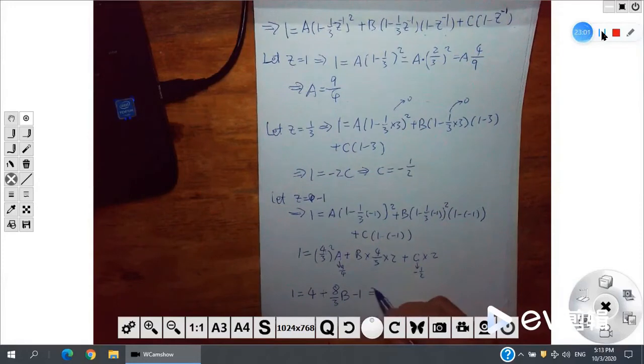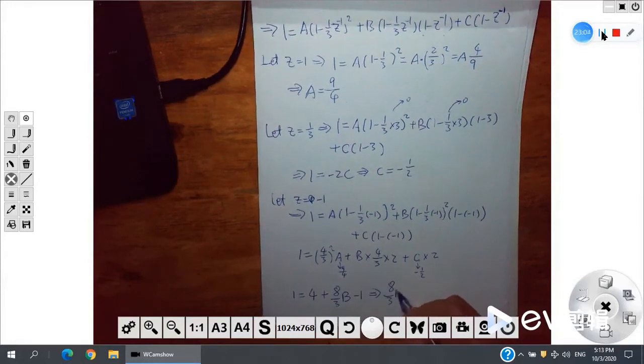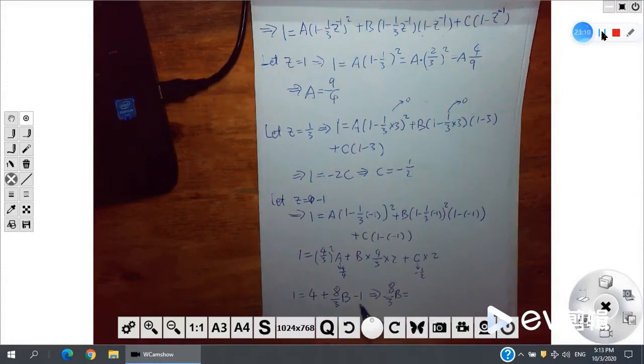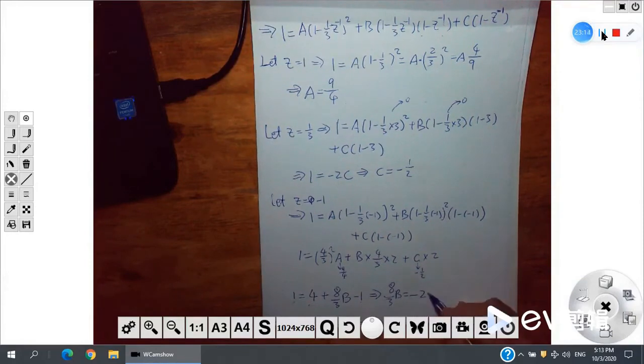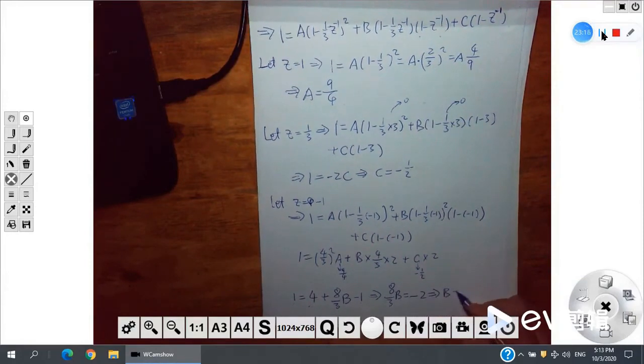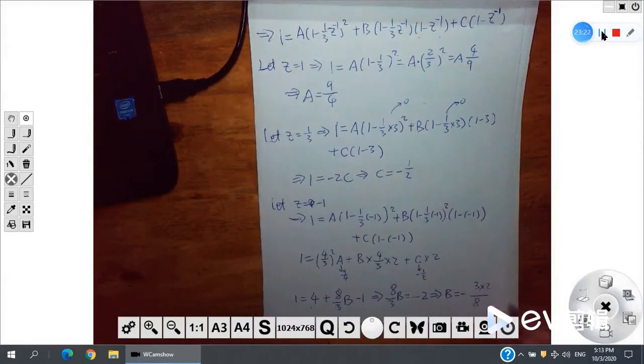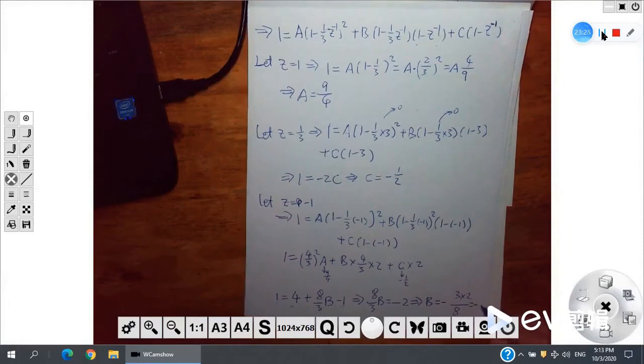Okay, so we have 8/3 b equal to 1 plus 1 minus 4, right? 1 plus 1 minus 4, so it's negative 2. I get b equal to negative 3 times 2/8, which is negative 3/4. Alright, so we have A, B, C.